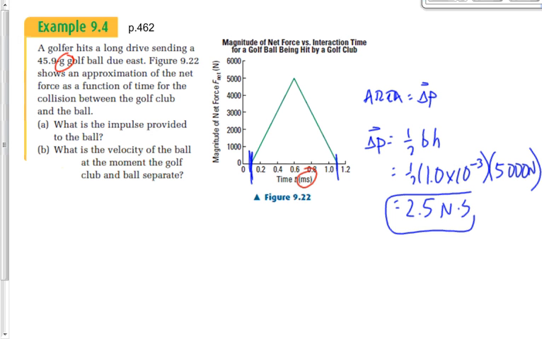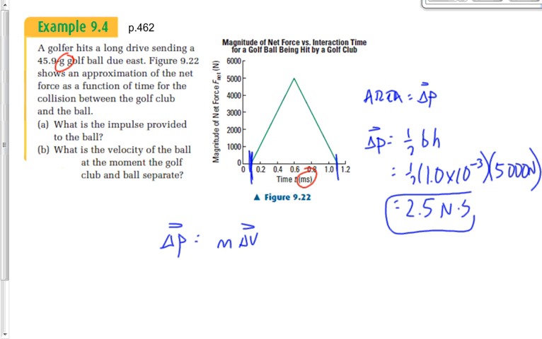What's the velocity of the golf ball at the moment the ball and the club separate? Well, first understand that the golf ball was at rest. V_i is 0, so V_f will be whatever delta V is, whatever the change in velocity is. How am I going to do this? Well, I know what delta P is already. Let's set that equal to m times delta V.